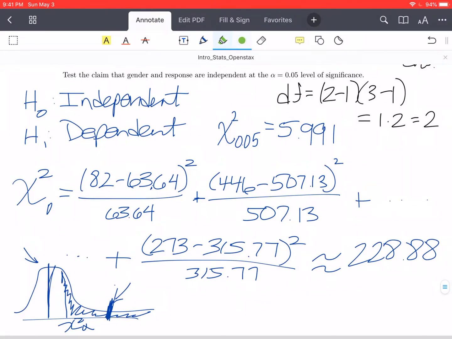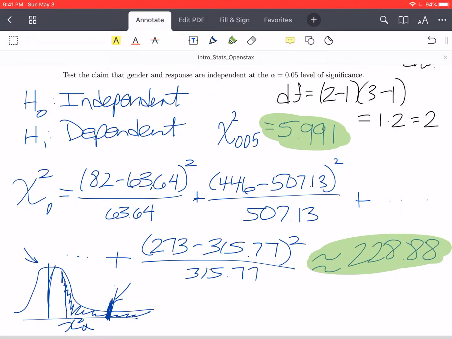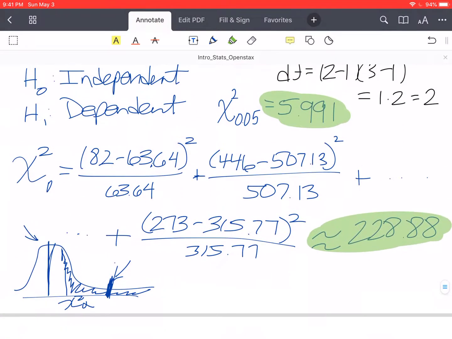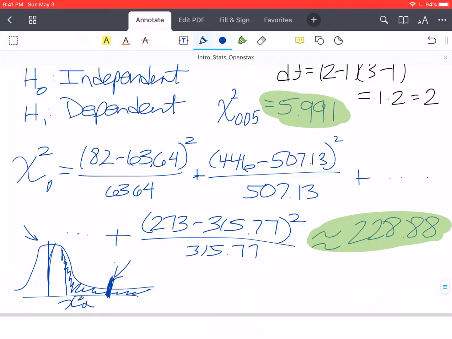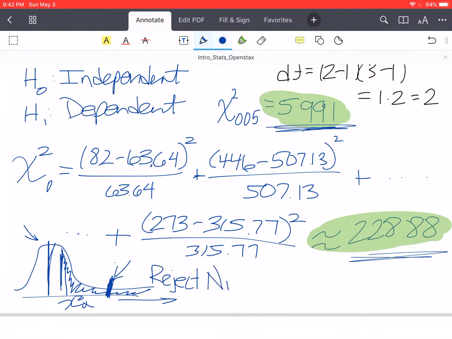Now we're comparing our critical value with our test statistic. And we see that clearly our test statistic is vastly outnumbering our critical value, right? Critical value is at around almost 6. Our test statistic is at 200 something, so that's way out there. So this tells us that we are able to reject the null hypothesis.